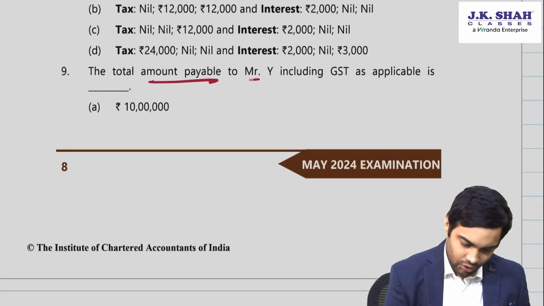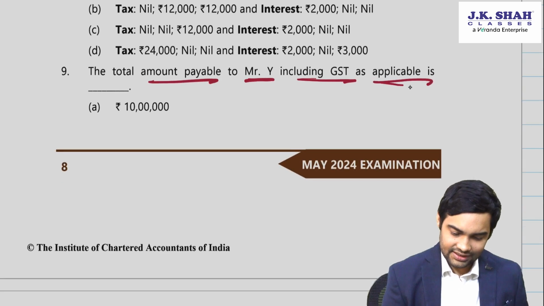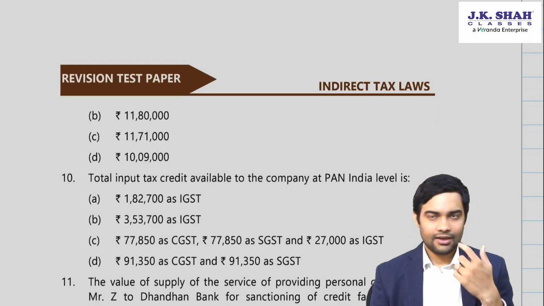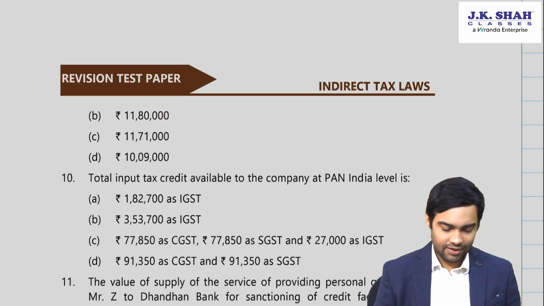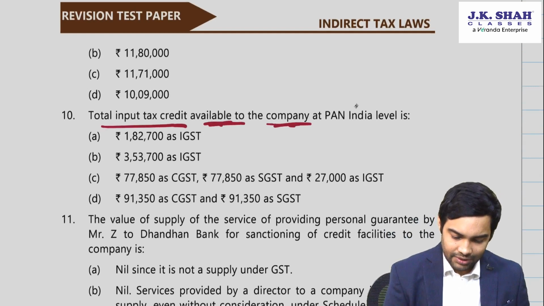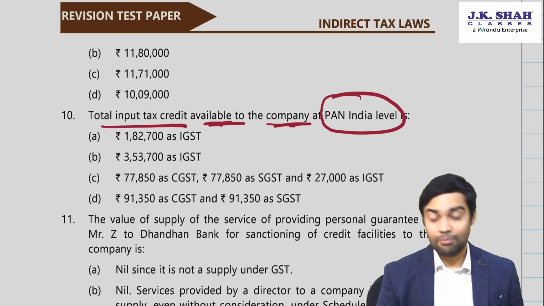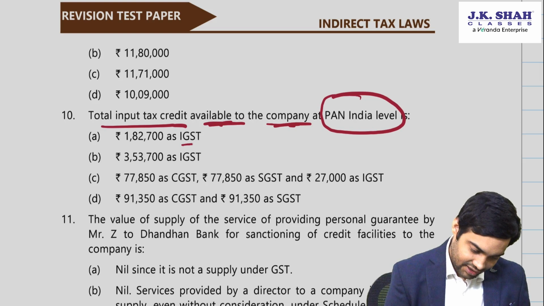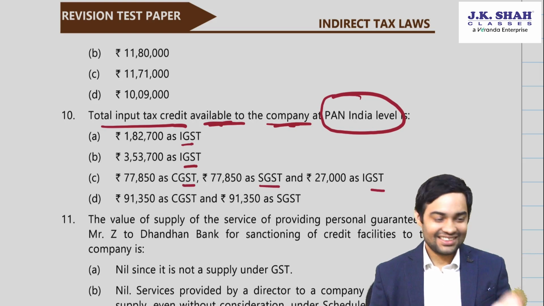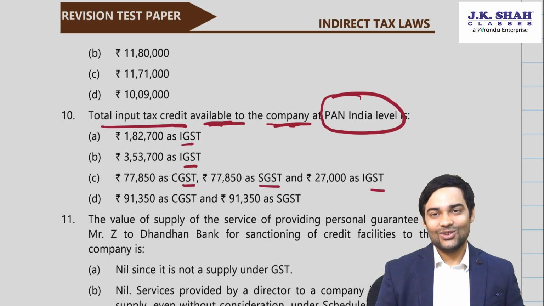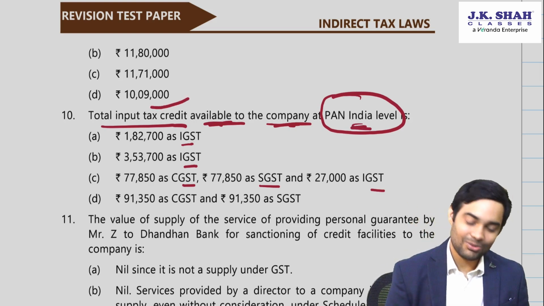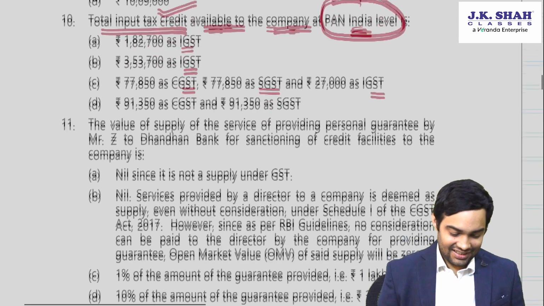Then total amount payable to Y including GST as applicable, and they have given you 4 amounts. So when we are computing, we just have to be careful of the total amount payable by Y. Okay, then total input tax credit available to the company at pan India level. Pan India level ITC, but they have asked ICS separately. So C and S in some other states, I in those states. I will have to do this entire computation. Pan India basis, they have asked you input tax credit.